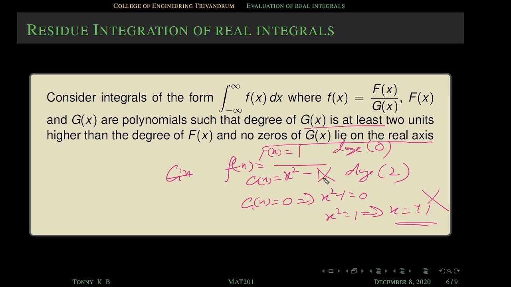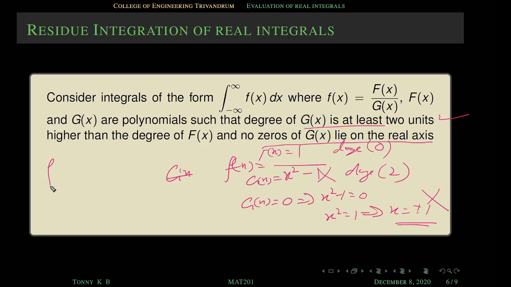This function satisfies the first condition. The first condition means the degree of g of x is at least 2 units higher than the numerator. But it doesn't satisfy the second condition because this function has zeros on the real axis. Clear? So these are the two crucial properties of f of x and g of x: the degree of g of x is at least 2 units higher, and no zeros on the real axis for g of x.